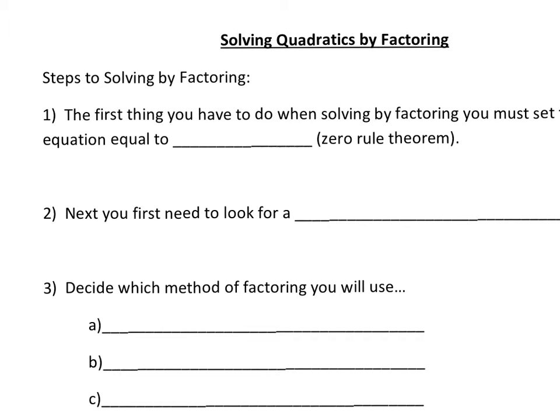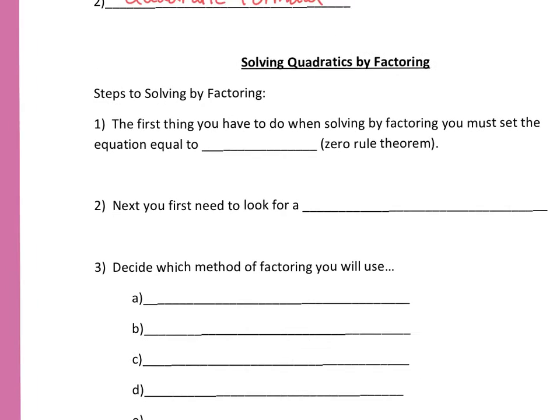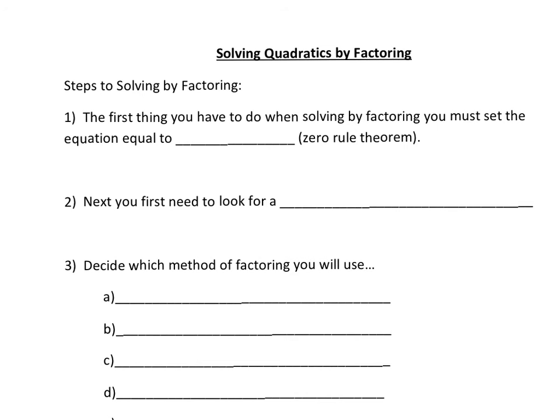So, solving quadratics by factoring. Steps to solve equations with factoring. First things first. When we are solving with factoring, we must set the equation equal to 0. We've been doing this, right? You cannot start factoring if everything's on opposite sides. Everything needs to be on one side, and 0 needs to be on the other. Okay? The next thing you do is you first always check for a GCF before you start factoring. Yes, always. It's going to save you a lot of time.